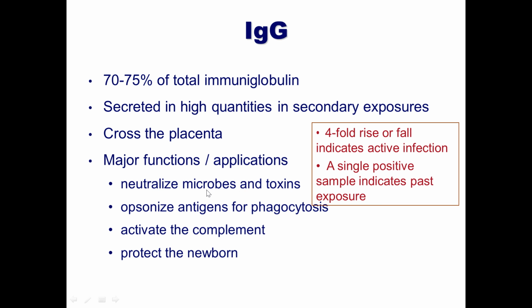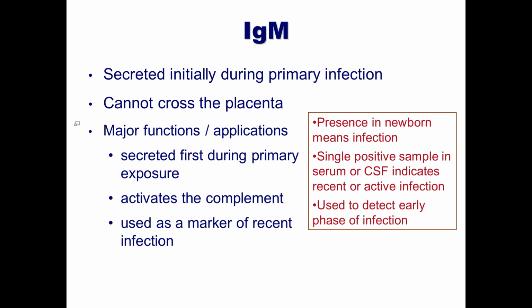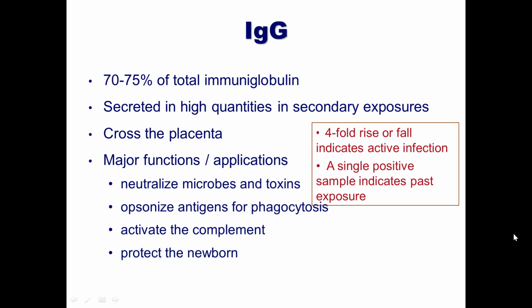Major functions and applications: they neutralize microbes and toxins, opsonize antigen for phagocytosis, activate the complement, and protect the newborn. The question will be asked, how does the antibody IgG protect the newborn? Because this is the only type of antibody which crosses the placenta, and it protects the newborn or fetus. Clear? A fourfold rise or fall indicates active infection. A single positive sample indicates past exposure. Clear?